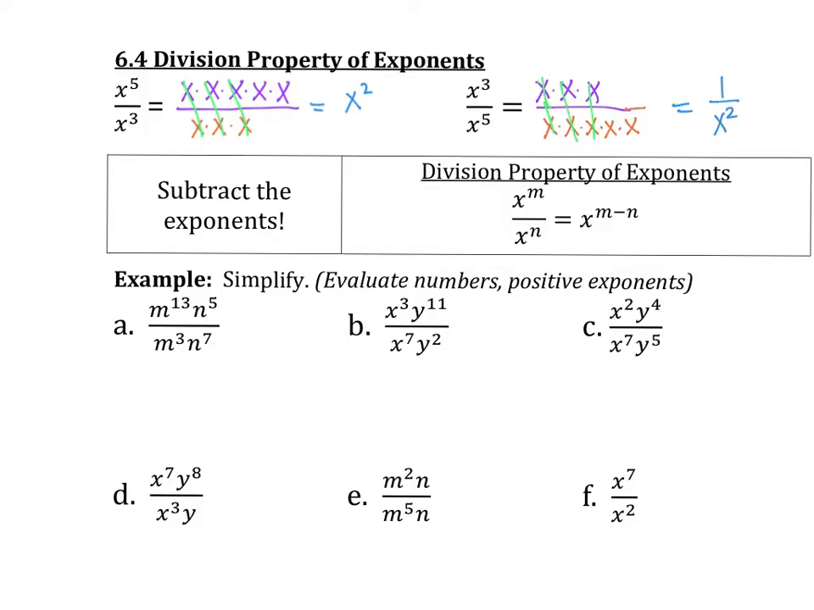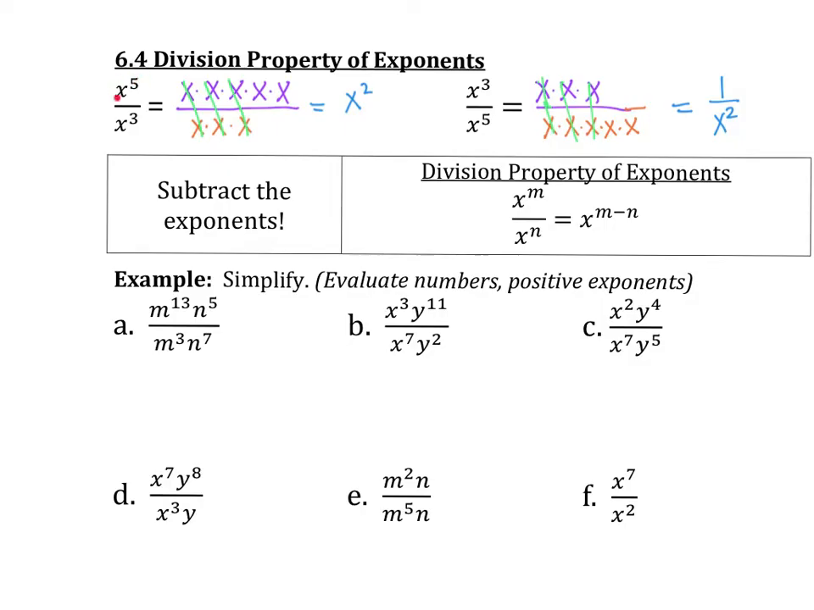Okay, so some of you have already spotted the shortcut. The shortcut is I can subtract the exponents, because if you have x to the fifth over x to the third, 3 of them cancel, and I'm left with 2. In this case, also 3 of them canceled, and I was left with 2. But where are they left? They're left wherever there's a higher exponent.